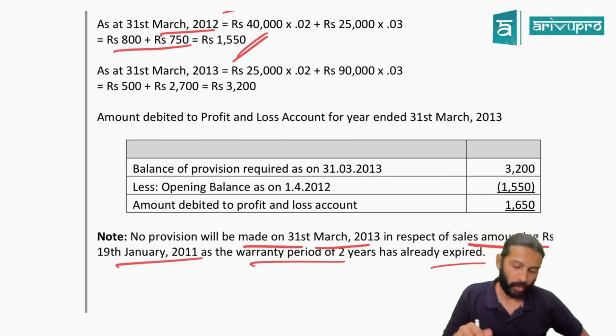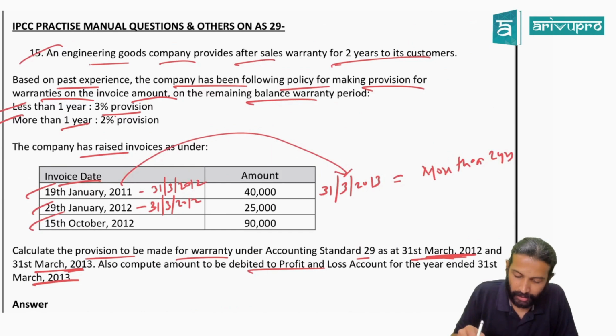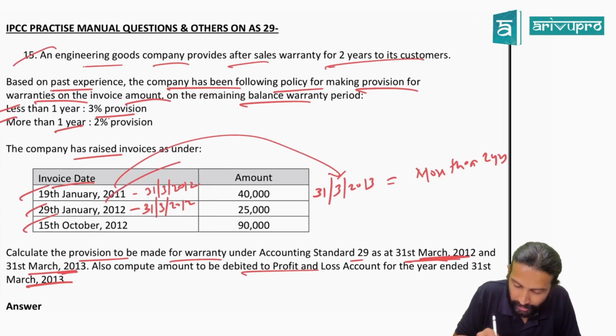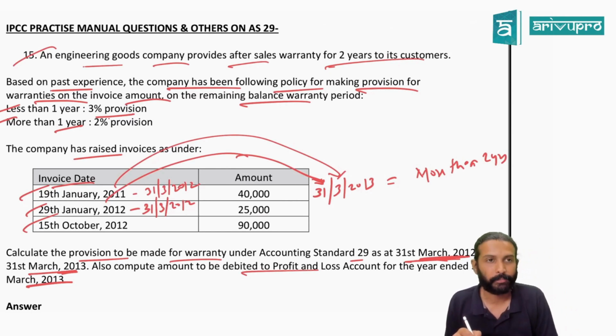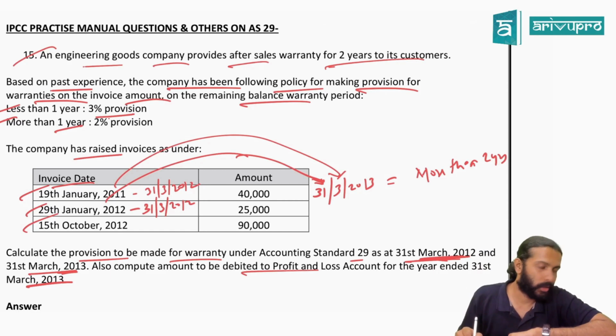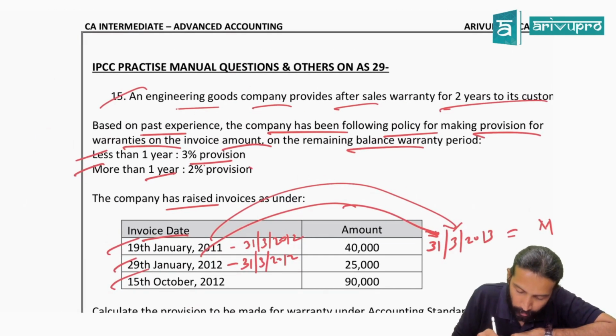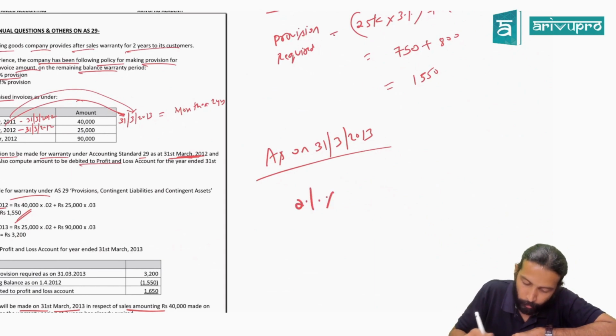Everybody. How about this, sir? How about the sales made on 29th January 2012? Count from 29th January 2012 to 31st March 2013. What is the period? 1 year 2 months. That means more than 1 year. So for more than 1 year, how much provision do we make, sir? 2%. That means the provision will be what? 2% of the invoice value. How much is that invoice value?